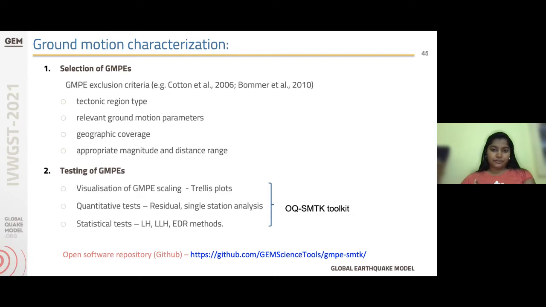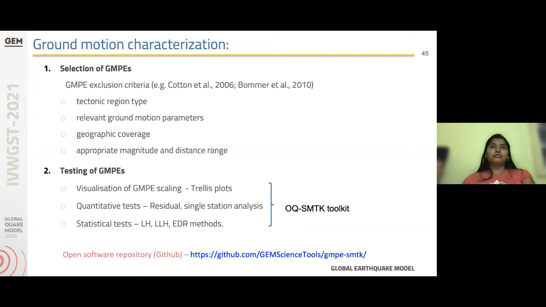Also, every GMPE comes with an applicable magnitude range, distance range, Vs30 range, and so on. We shouldn't usually try to extrapolate the applicability range. For example, if the applicable range of a GMPE is between 5 and 8, then extrapolating to predict an event of magnitude 4 or 3 may not give us reasonable results.